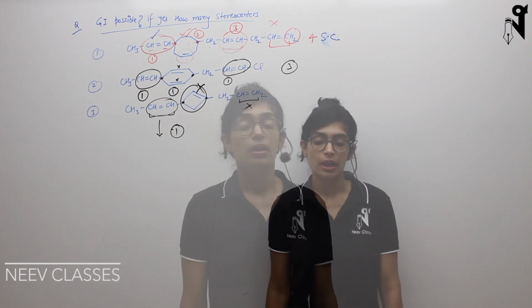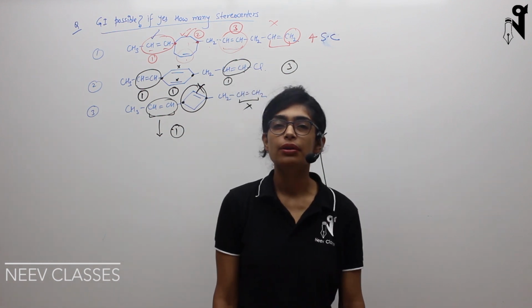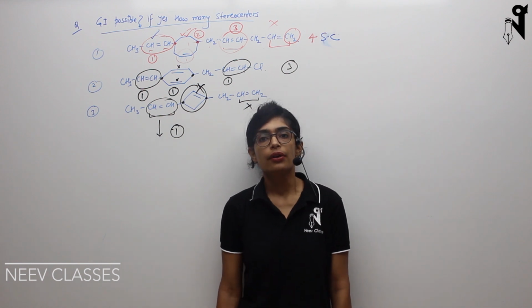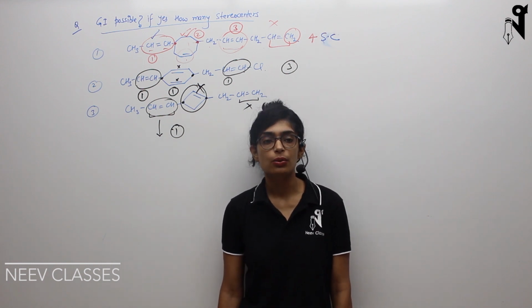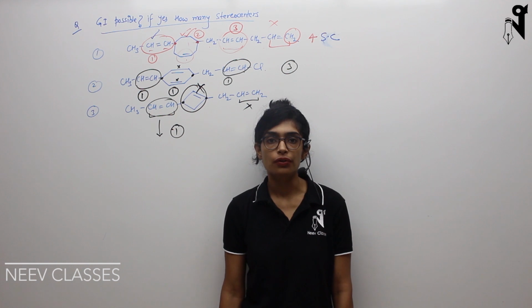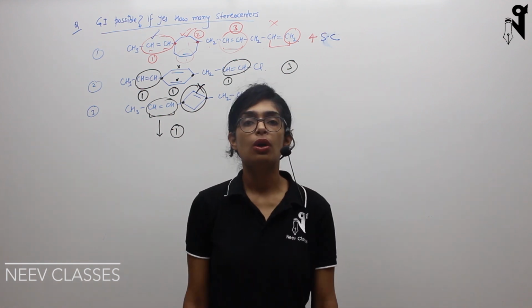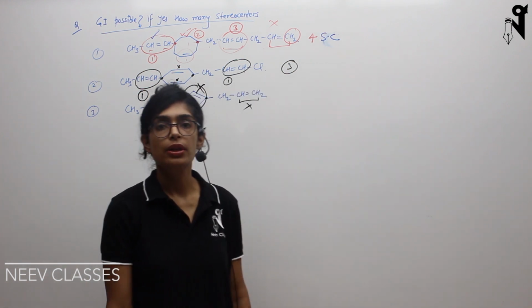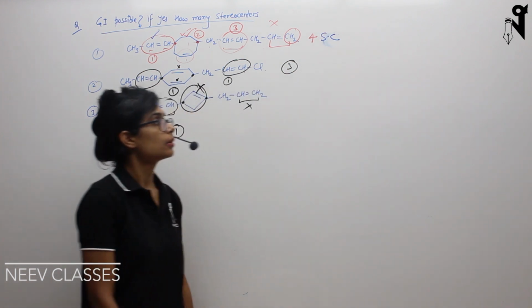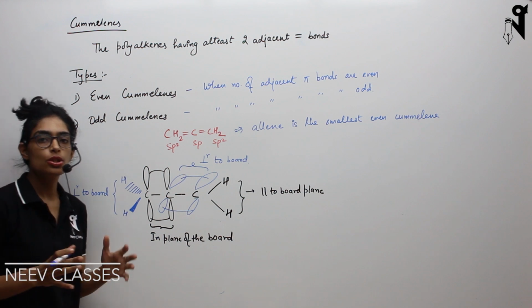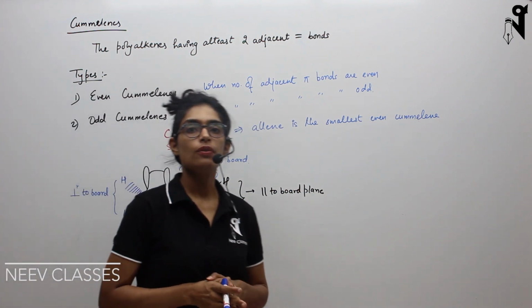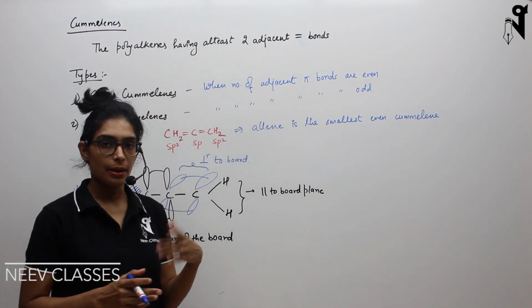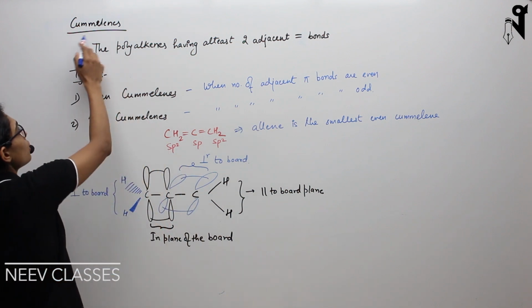as a stereo center. Now we'll talk about the next few complicated cases of carbon double bond carbon where stereoisomerism occurs, and those are some special cases of carbon double bond carbon. So we'll talk about cumulenes and other chains. Now let's discuss the other special cases. The first such case is cumulenes.